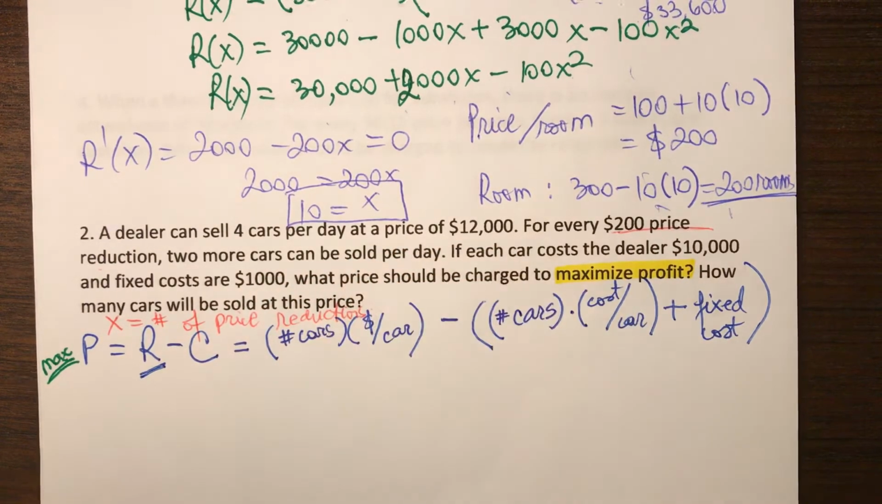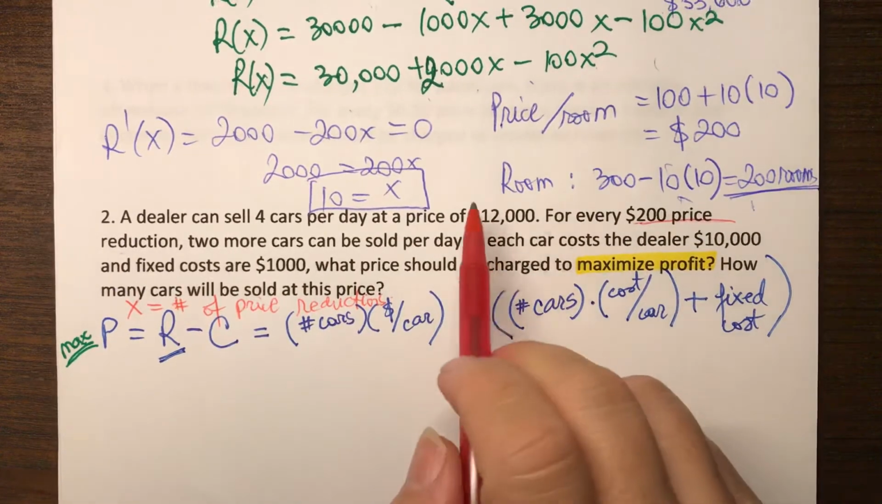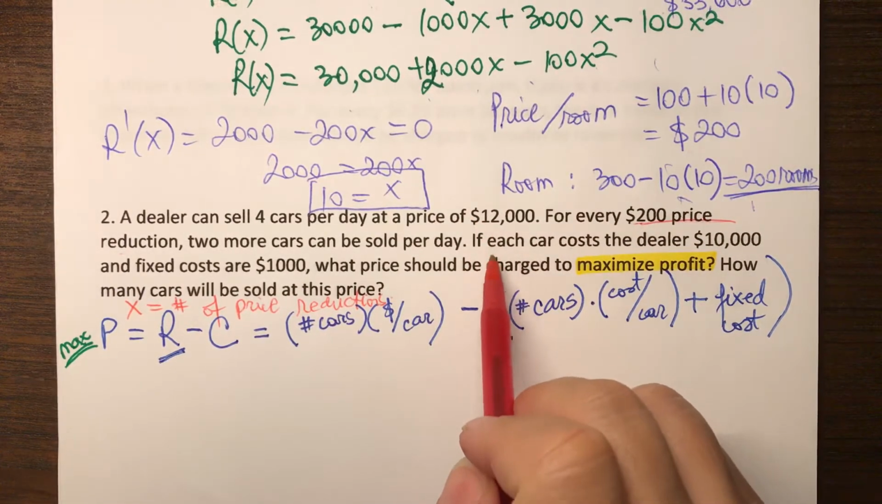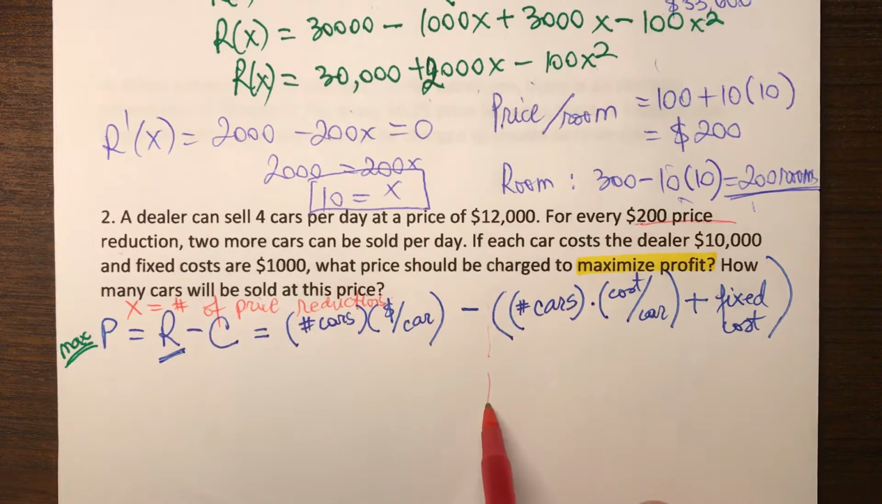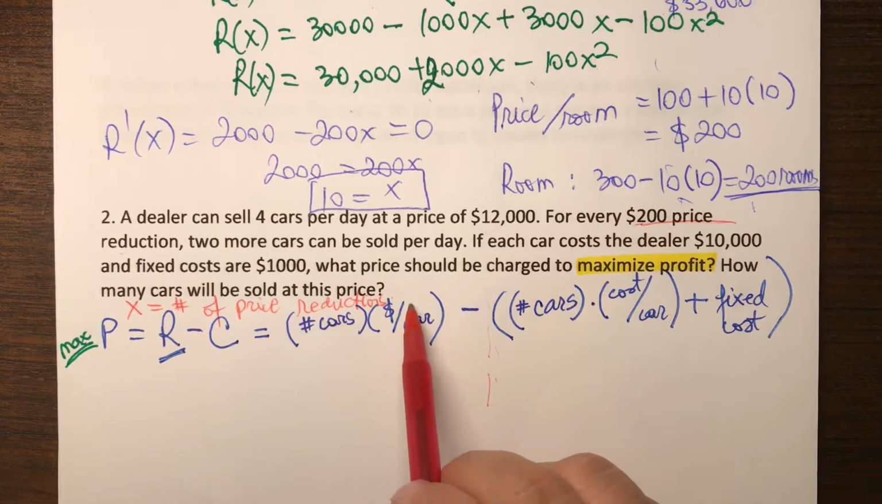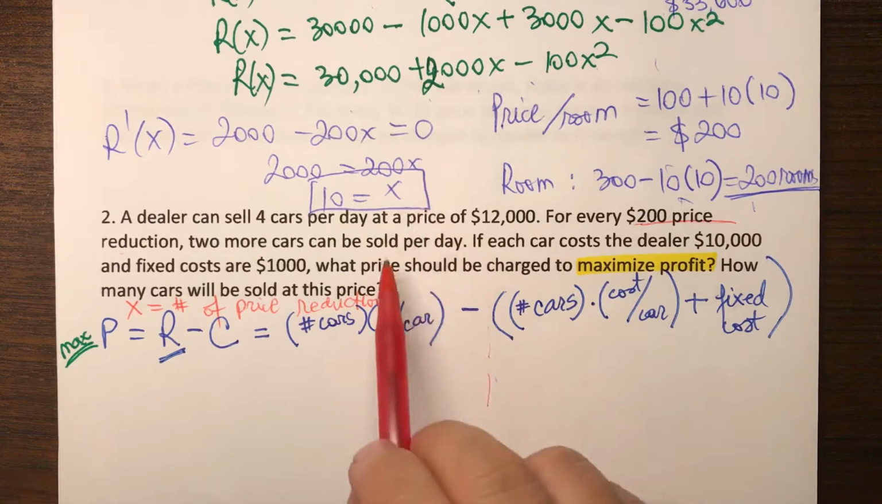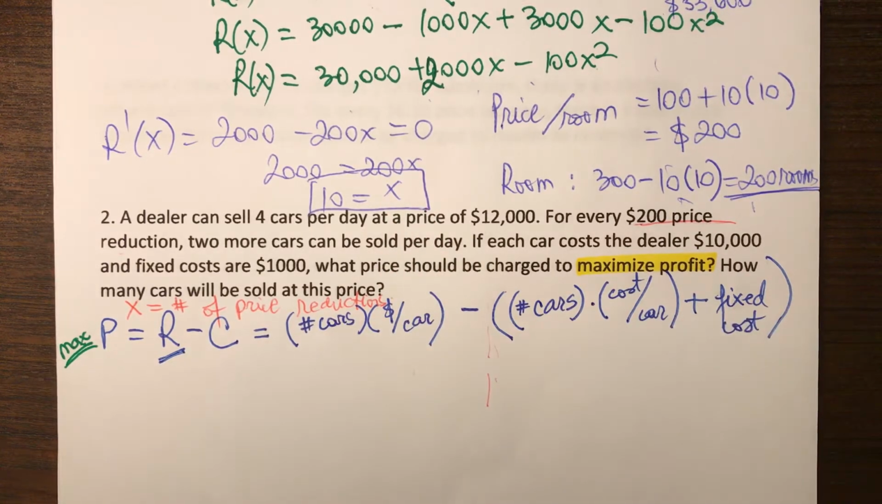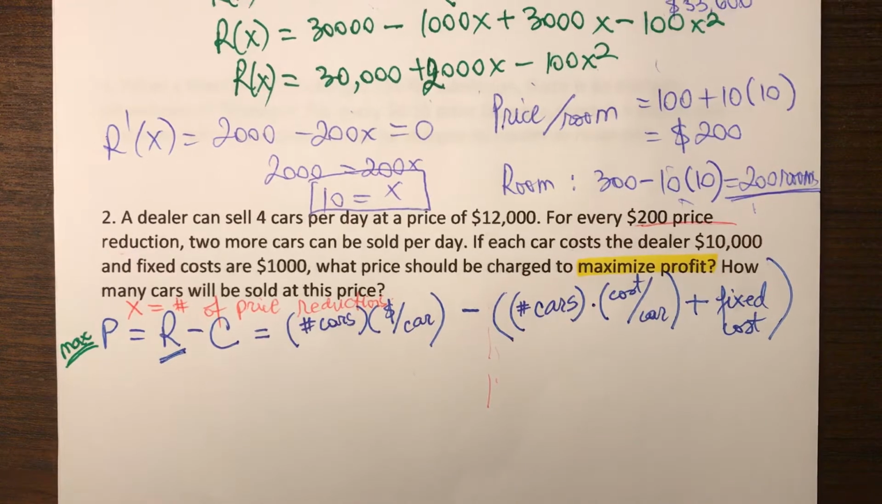All right. Okay. So by how much from the 12,000 do I go down? 200, 200, 200, 200. Every time I go down 200, the number of cars will do what? Will go up, up, up by 2, yes? So now that I have all this, just like the last problem, let's start filling it in.